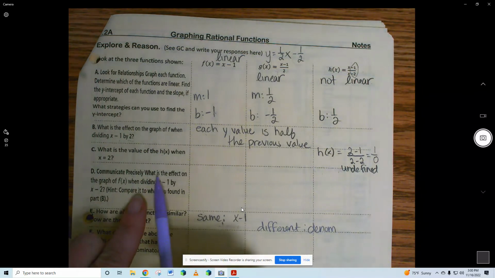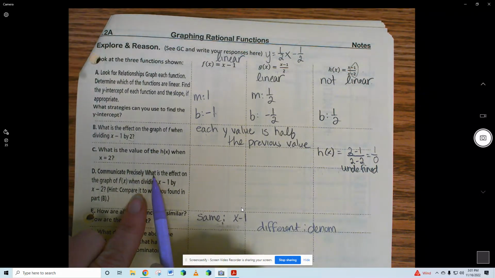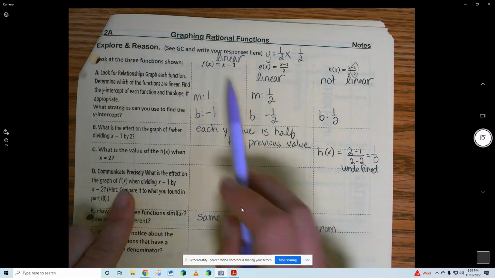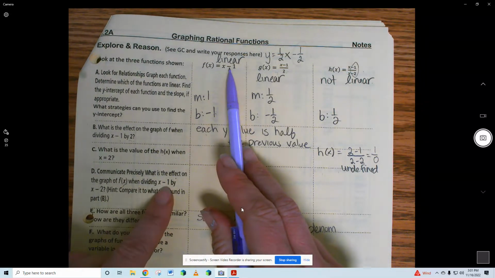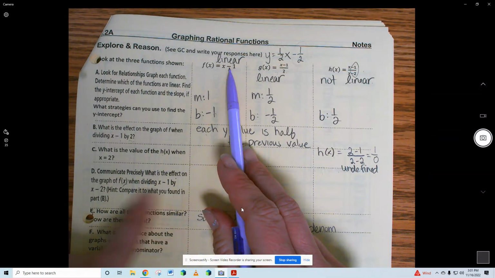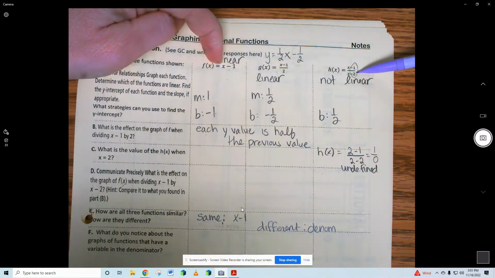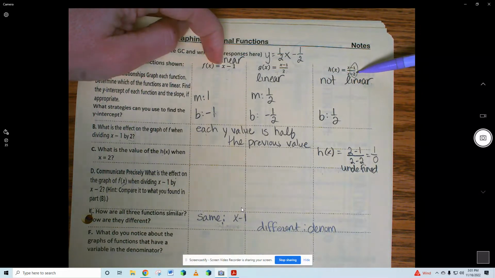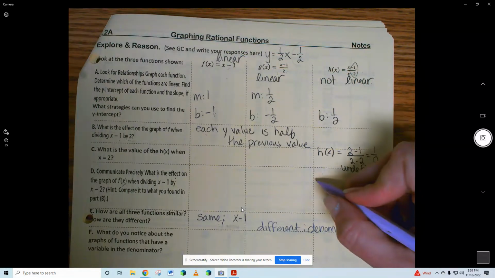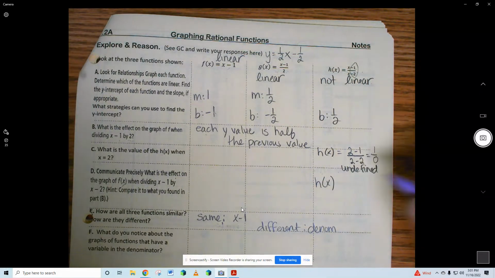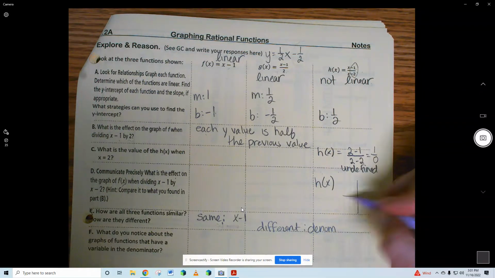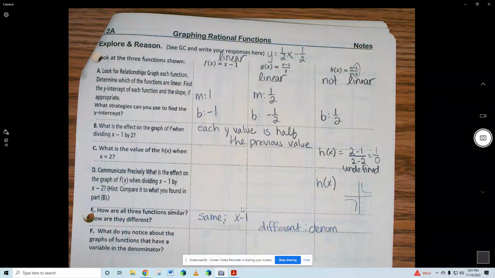So, part D. What is the effect of f of x? Here's f of x when I divide the x minus 1 by x minus 2. They're saying f of x to h of x. These two that I'm pointing at. H of x is not linear. H of x, by the way, is going to look like this. Approximately. I'm not being perfect.